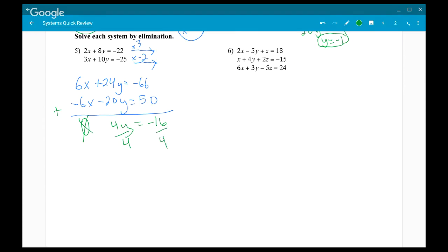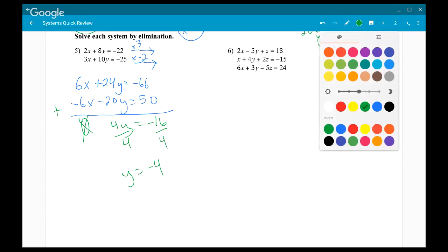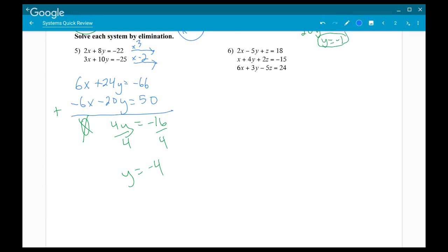Just divide by 4. I've got y equals -4. Same exact thing that I did in the last one. I'm going to plug that y back into one of the original equations. It doesn't matter which one you do. I'm going to use my top one. I like that one a little better. So 2x stays plus 8 times -4. So there's me plopping in my y equals -22. And then at this point, I'm just following along with the math.